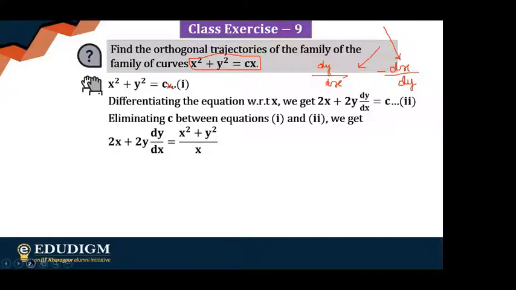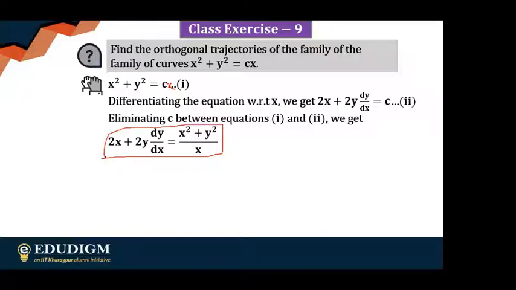All right. So here, what will I do? It's very simple. I'm going to find the differential equation for this one so that I have the value of dy/dx, and for the orthogonal trajectory I'm going to take the same thing as minus dx/dy. Okay, so this is something we get after eliminating c. So this is dy/dx.